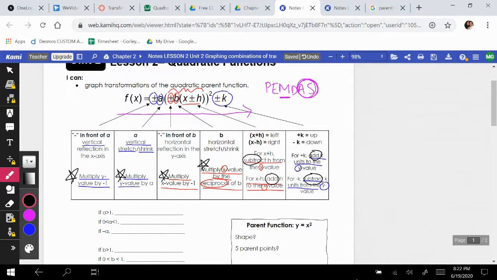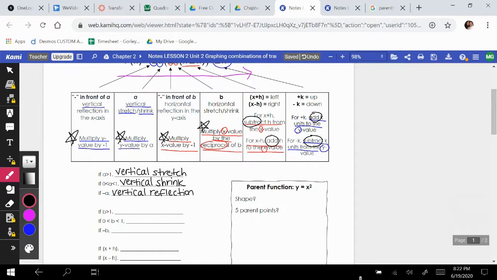Again, if A is bigger than 1, that's going to indicate a vertical stretch. If A is less than 1 but bigger than 0, that's going to indicate a vertical shrink. If you see a negative sign out front, that's going to be a vertical reflection in the x-axis. Then we move inside the parentheses. If B is bigger than 1, remember this is weird because it's horizontal. That's going to be a horizontal shrink. When B is less than 1 but bigger than 0, that's going to be a horizontal stretch.